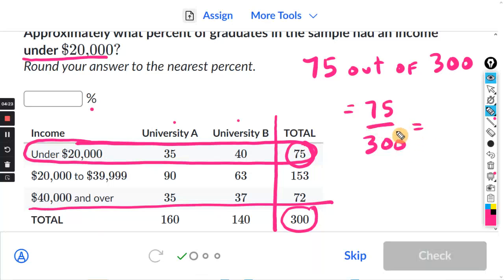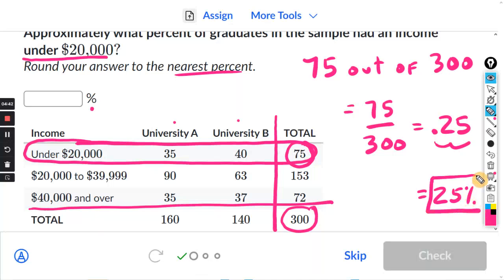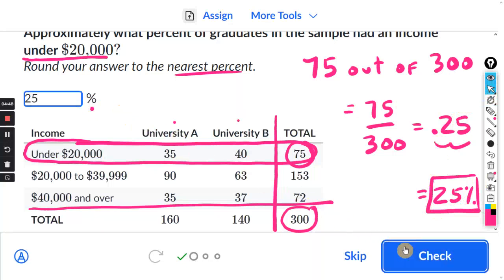And if you use the calculator, you should get 0.25. Now, their answer is in terms of percent, the nearest percentage. So you want to move that decimal over 2 places to the right. And that is just going to be 25%. All right, so right in the box, enter 25.